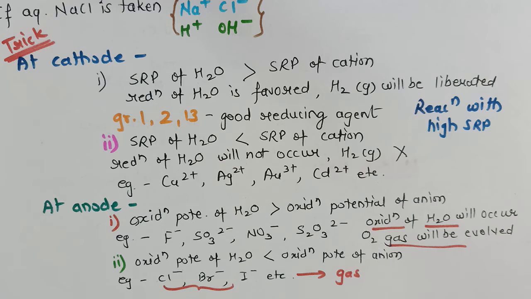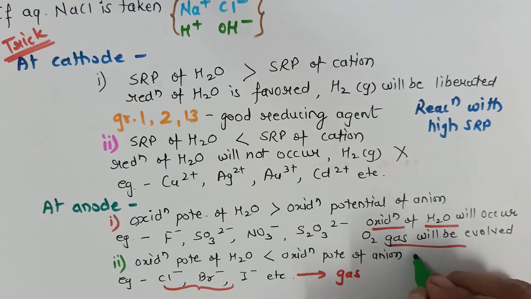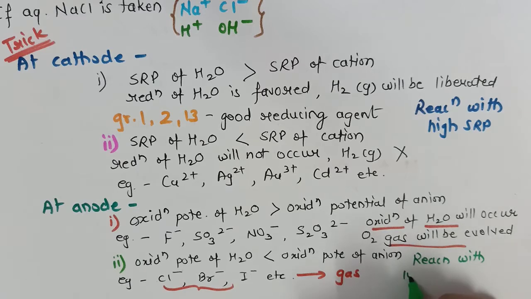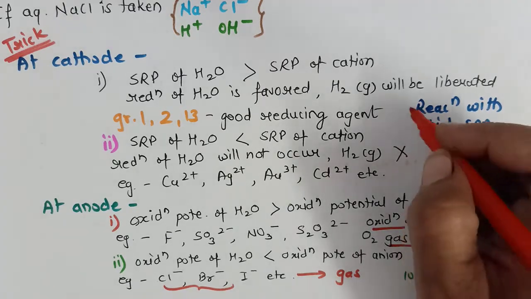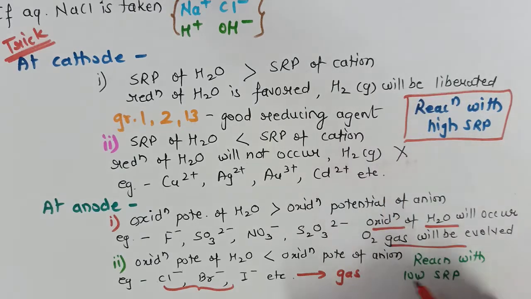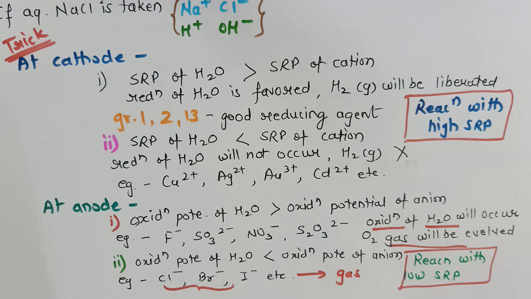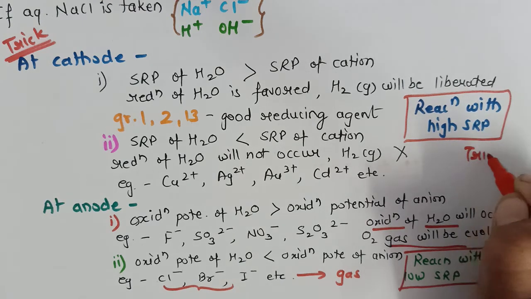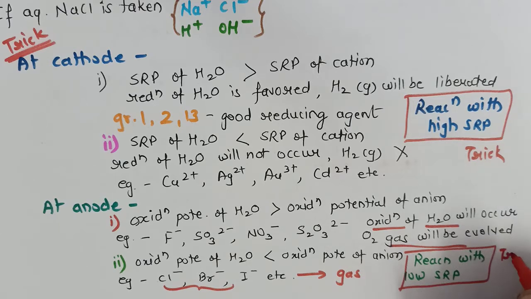And at anode, that reaction will be favored which has low SRP. If you remember these two things, that will help you a great deal in remembering the products. So this is a trick that you have to remember for solving the products of electrolysis.